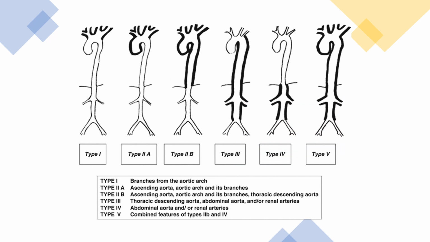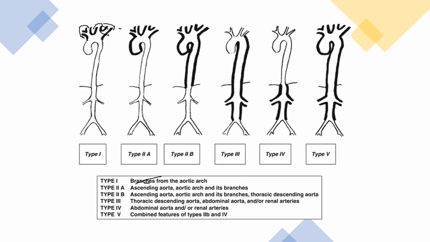This figure is very important for us because it demonstrates the types of Takayasu arteritis. We have a total of six types: type 1, type 2A, type 2B, type 3, type 4, and type 5. Let us discuss what happens in type 1. Type 1 affects the branches from the aortic arch. These are the brachiocephalic trunk, the left common carotid, and the left subclavian. Here is the inflammation, so we will get no pulse or a weak pulse in the wrist.